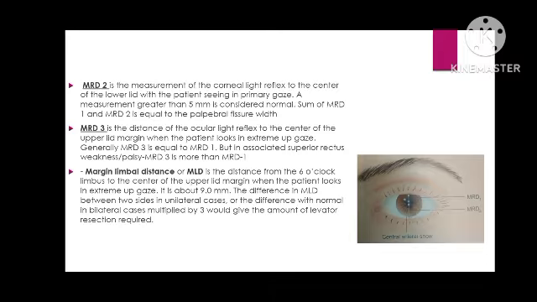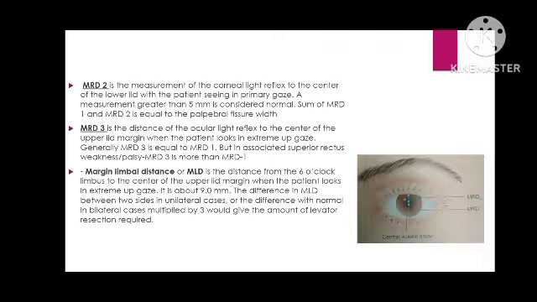MRD2 is a measurement from the corneal light reflex at the center to the lower lid, with the patient looking in primary gaze. A measurement greater than 5 mm is considered normal. The sum of MRD1 and MRD2 is equal to the palpebral fissure width. In MRD2, we take the distance from the center of the corneal reflex to the lower lid. That distance is known as MRD2, and the sum of MRD1 and MRD2 is equal to the palpebral fissure width.